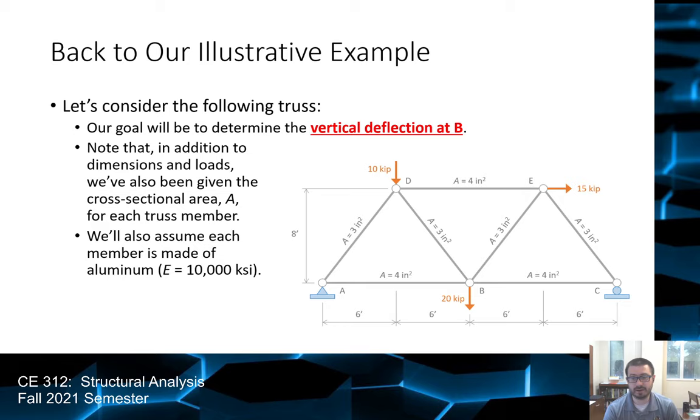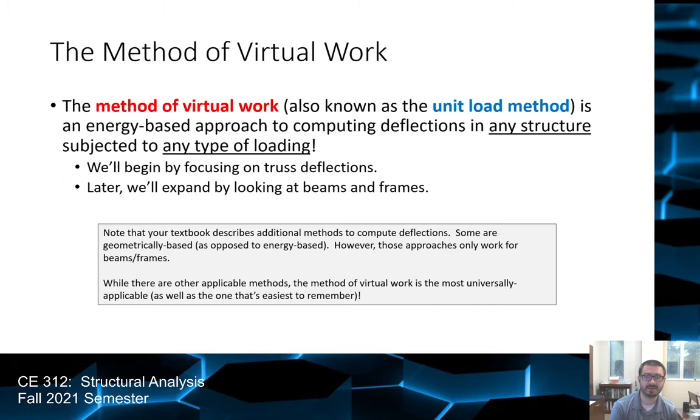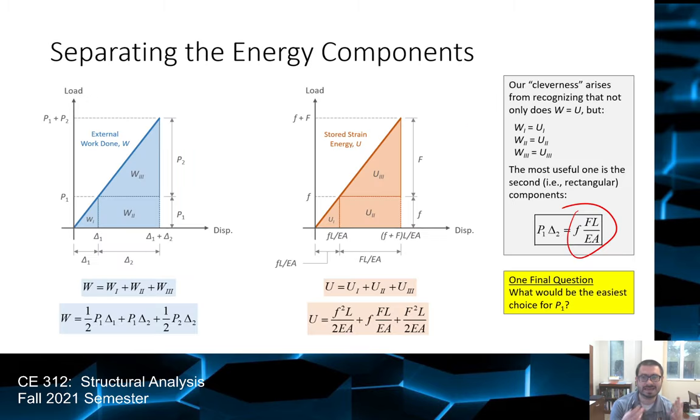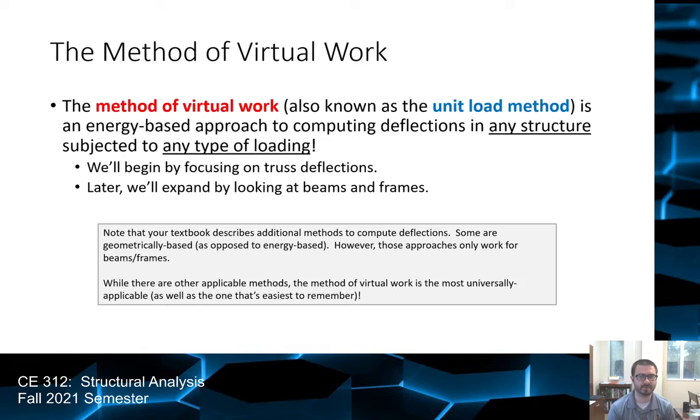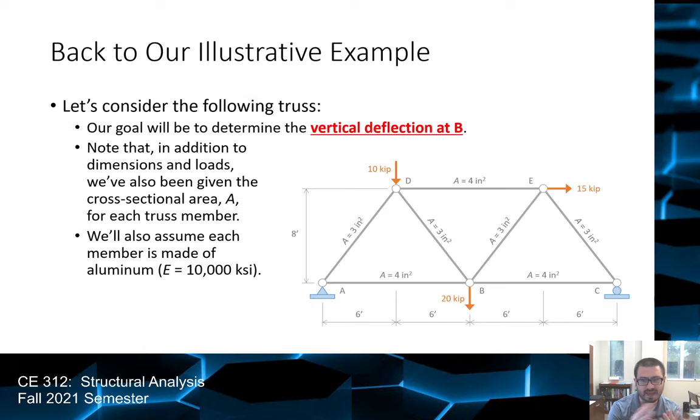So if we go back to our illustrative example, and to some of these formulas that we had here, we had E's and A's, so we're going to need the E and A for each of these members. So that's why you've got the A value for each member and the E value for each member. Another term that we'll need is the length of each member, and we'll get to that here in a bit. But how's this going to work?